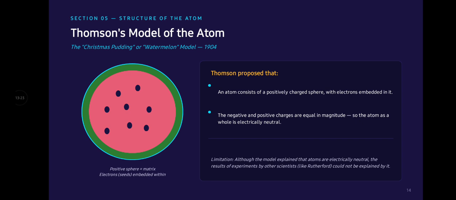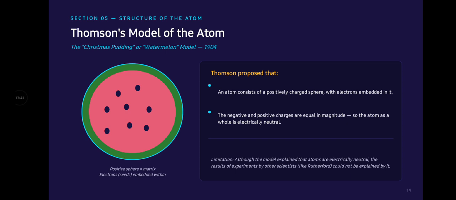So the most important topic is Thomson's model of the atom. This topic is also important, and it's also asked to B.Ed students in their examinations.